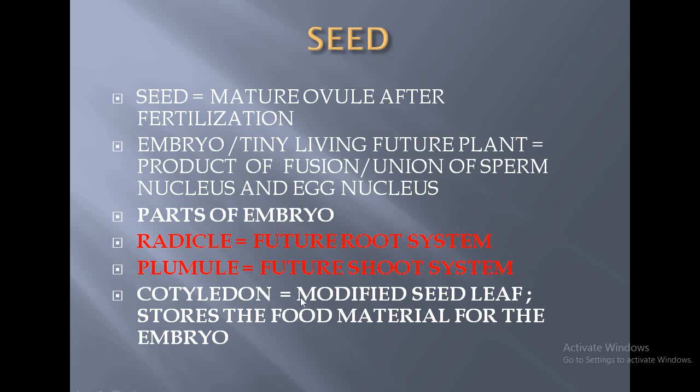So what is cotyledon? Cotyledon is actually the modified seed leaf which stores the food, and this stored food is provided to the embryo for its proper growth and development until the embryo is capable of performing the process of photosynthesis, that is after germination. So till germination, the nourishment to the growing embryo will be provided by the stored food, and inside the seed the food is stored in two basic forms. One is the cotyledon and another is the endosperm.